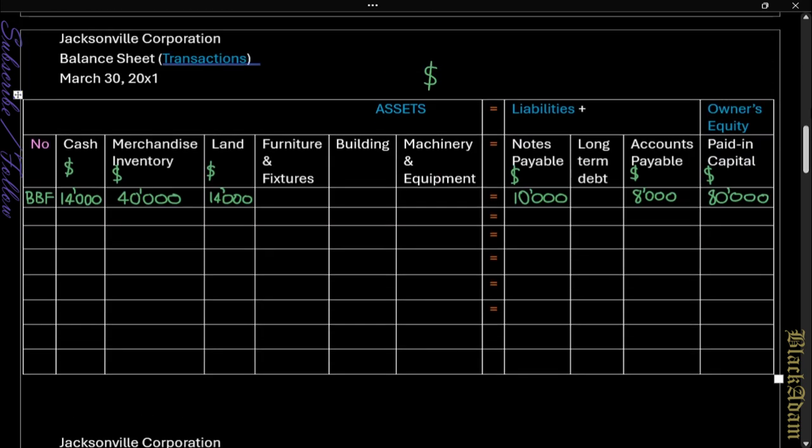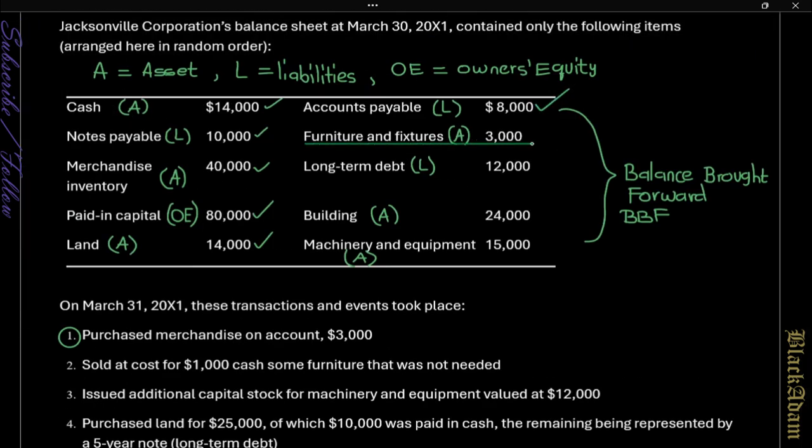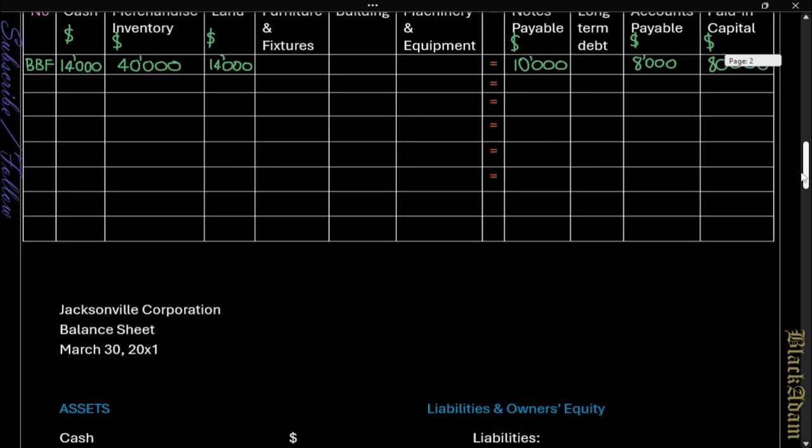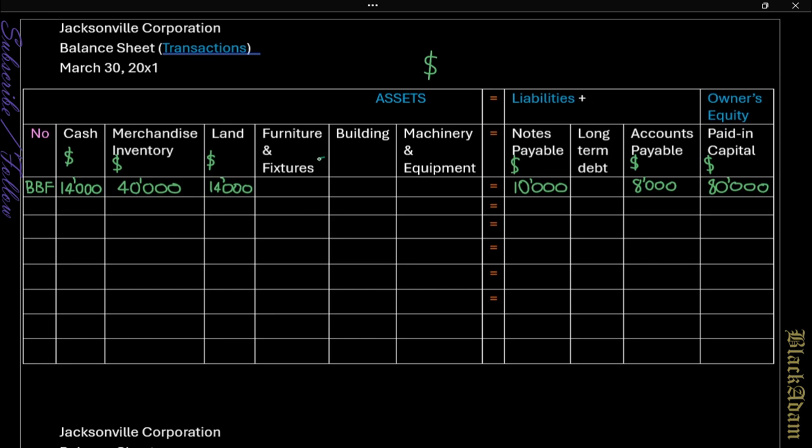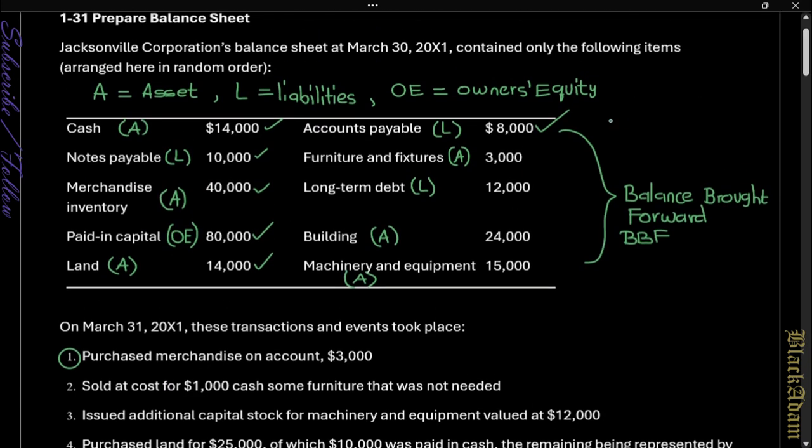And then we go to the next transaction, which is furniture and fixtures. That's under asset. It includes everything that's movable, like computers, tables, whatever is not attached to the building. So furniture and fixtures is $3,000. And then we go to the next transaction, which is long-term debt. That's a liability.